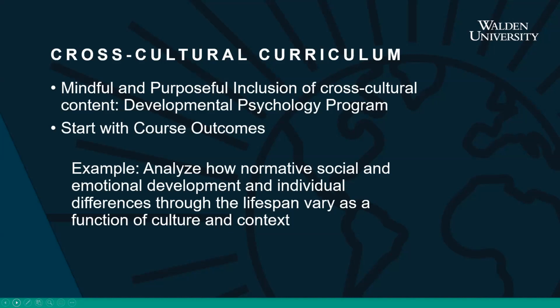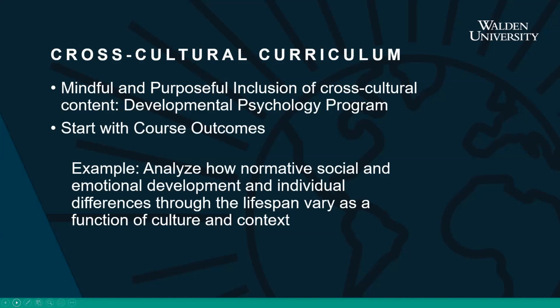So we knew what kind of courses, some basic developmental psychology courses that we needed, such as lifespan development, some introductory courses, what we call themes and theories of development, developmental psychology, culture and psychology. So we started with the course outcomes. For example, the course outcome is: analyze how normative social and emotional development and individual differences through the lifespan vary as a function of culture and context.